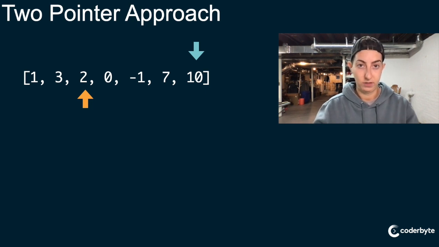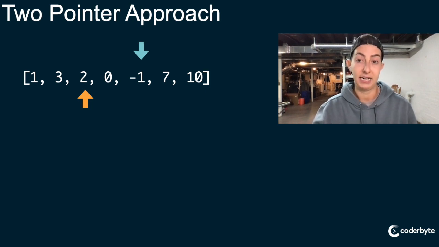So let's do the same thing with that right pointer, the blue one. Walk it down, 7 is less than 10, that's fine. Walk it down again, -1 is less than 7, that's fine, that's all sorted.